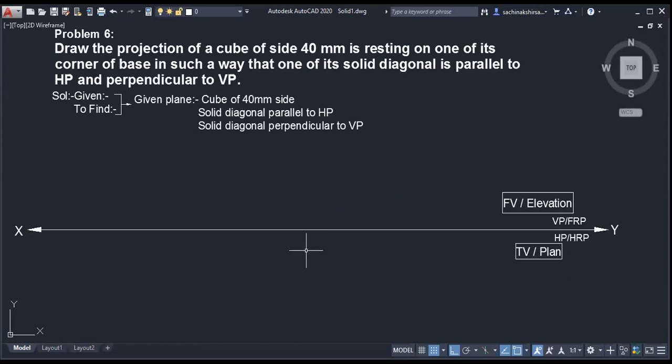As the first inclination is given with HP, let us take it is in HP. Here the choice is yours, since it is not directly mentioned where it is lying. Does anybody know what a solid diagonal is, or have you heard about it? The inclination of the solid diagonal is given.